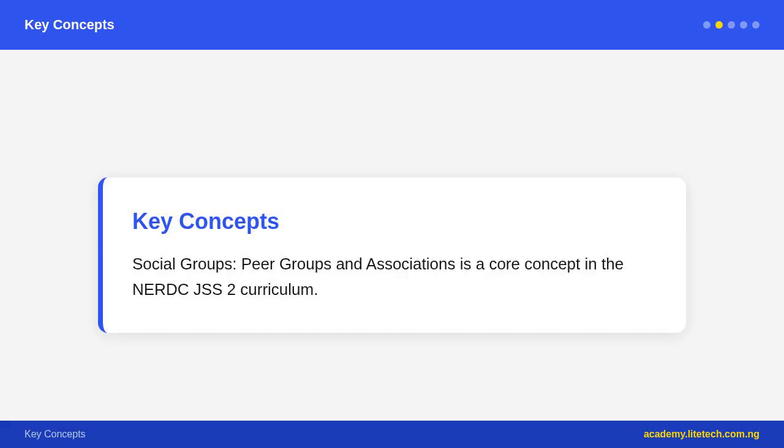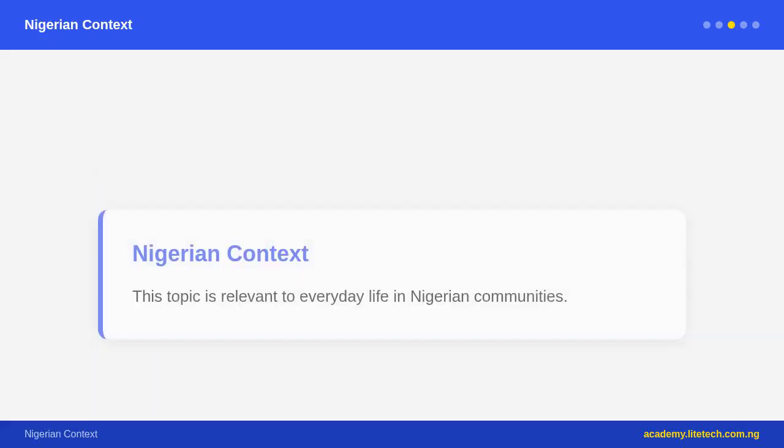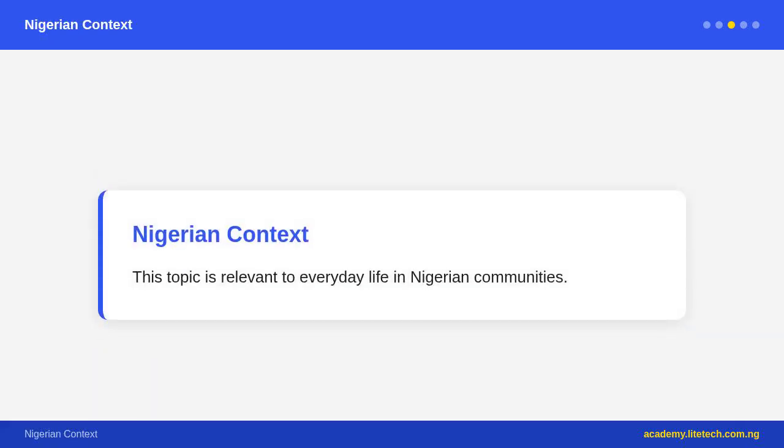Negative peer influences include peer pressure to engage in risky behavior such as drug use, truancy, or violence, pressure to conform to harmful group norms even when they conflict with personal values or family teachings, and exclusion or bullying of members who do not conform.